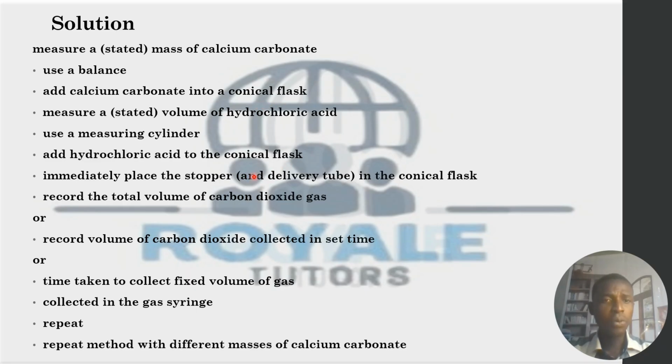So at this point, you're now adding the what? The measured HCl, the hydrochloric acid, into the conical flask. Immediately after that, your stopper starts working. You place the stopper and the delivery tube into the conical flask. Immediately after that is done, you start taking record of the total amount of CO2 gas that is present.